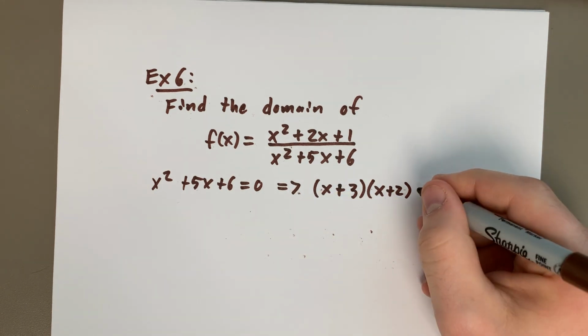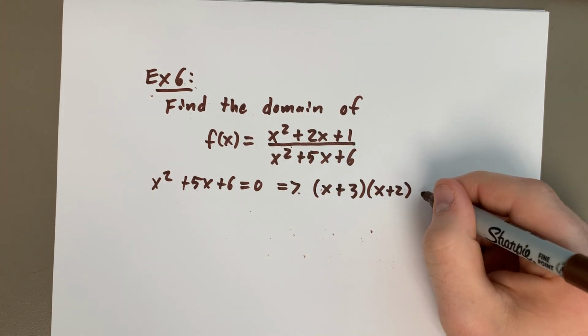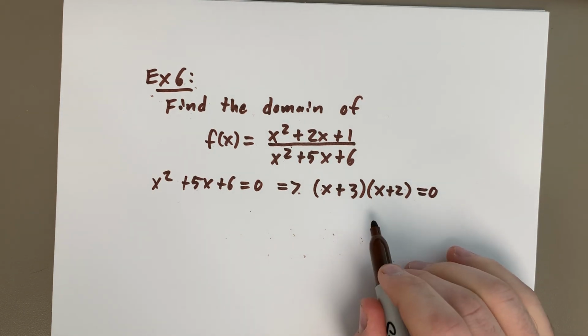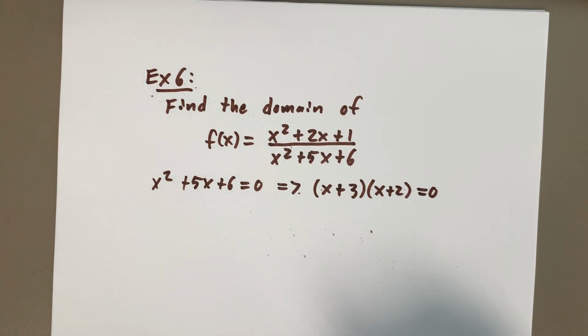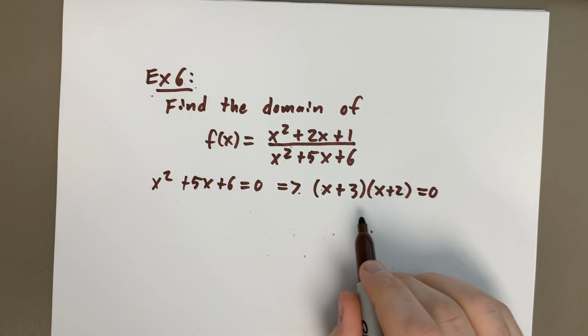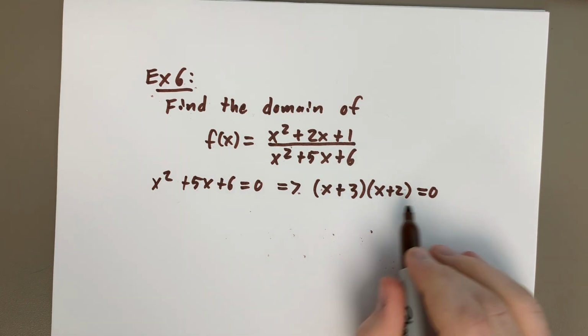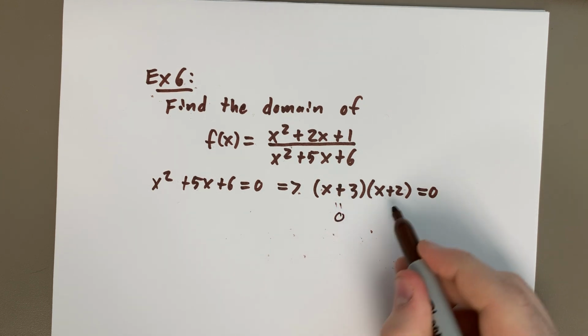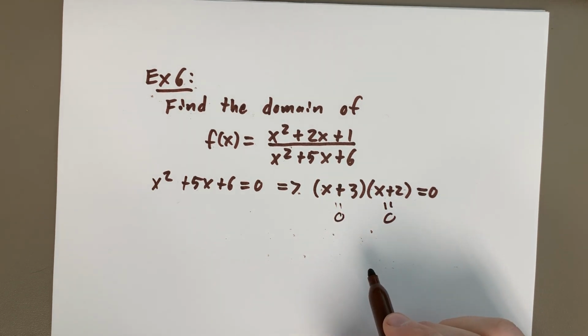But I'm using an implication symbol just to show the thought process here. And that implies that this is equal to 0. So x plus 3 times x plus 2 is equal to 0. All I did was factor this guy. Okay? And if you want more help on how to factorize different quadratics, there is a section in the pre-calculus course that'll help you do that. So continuing on, I have two quantities that are multiplied together to give us 0. So therefore, either this is going to be 0 or this is going to be 0.